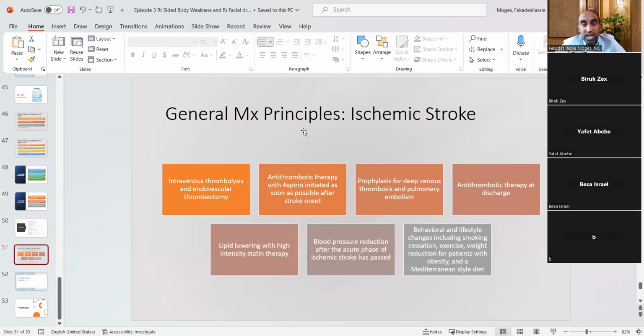So finally, general management principles: IV thrombolysis and endovascular thrombectomy for ischemic stroke, antithrombotic therapy with aspirin as soon as possible after stroke onset. You can advise people, if they are suspecting a stroke, to take 325 milligram aspirin. The society should know about this. If they have facial palsy, if they think they have weakness and they're suspecting a stroke, they can take high dose aspirin before even coming to the hospital. That prevents further clot formation and they save themselves.